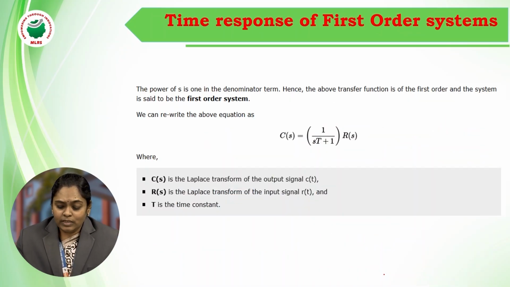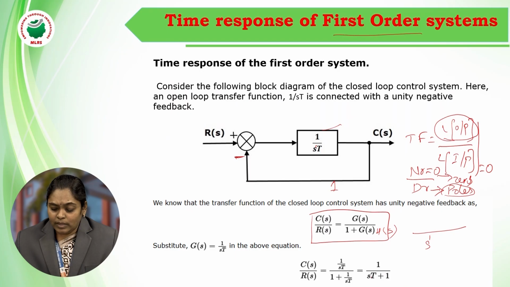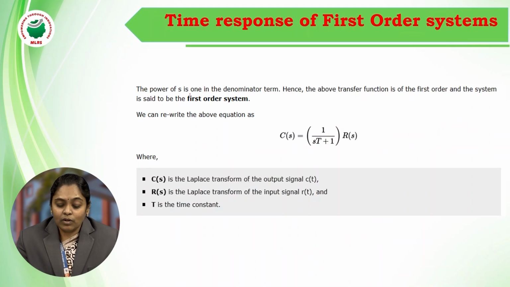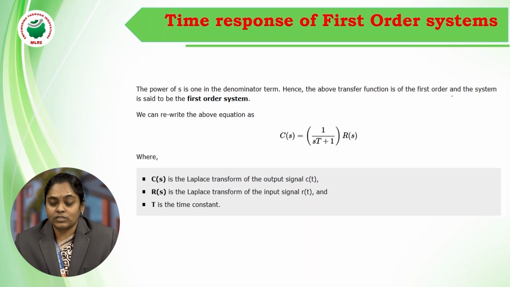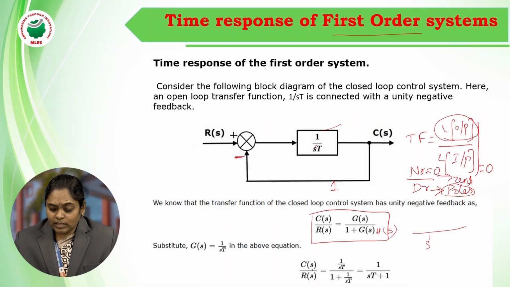If you observe the denominator, the power of s is equivalent to 1. That is the reason it is called a first order system. The power of s is 1 in the denominator term, hence the above transfer function is of the first order system. And as I have told you, the transfer function is nothing but C of s by R of s. If I want to calculate only the response, the response is nothing but the output.